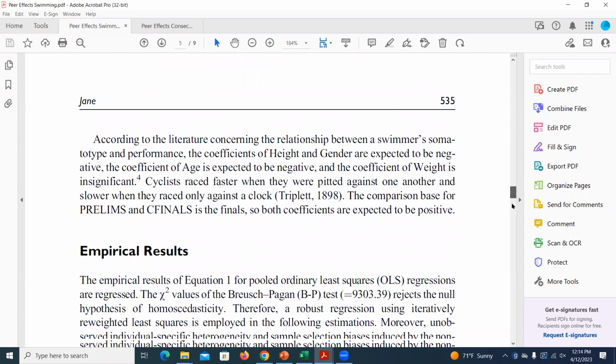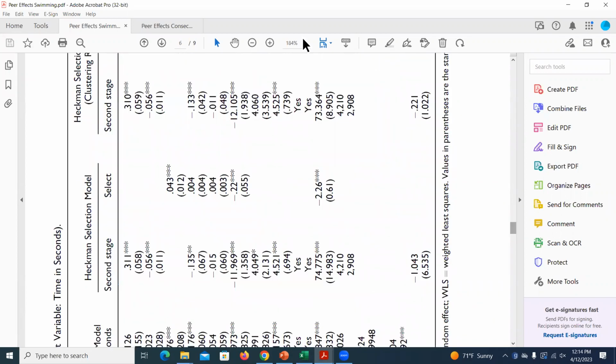So let's go down here. Oh, this is going to be, where's mine? There it is.